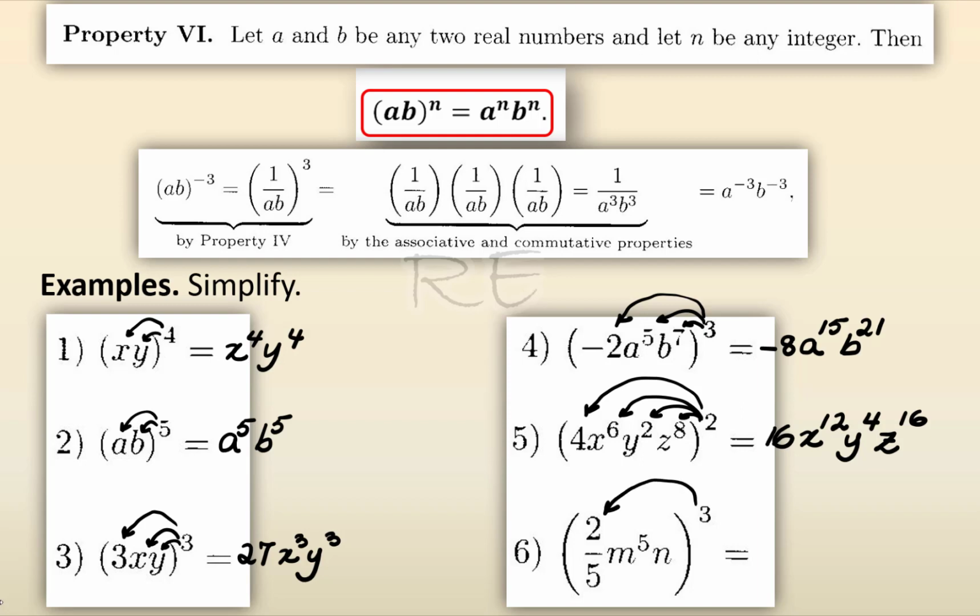(2/5) cubed times (m to the fifth) to the third, m to the 15, (n to the 1) to the third is n to the third. (2/5) cubed is 2 times 2 times 2, which is 8, divided by 5 times 5 times 5, which is 125, times m to the 15 times n cubed.